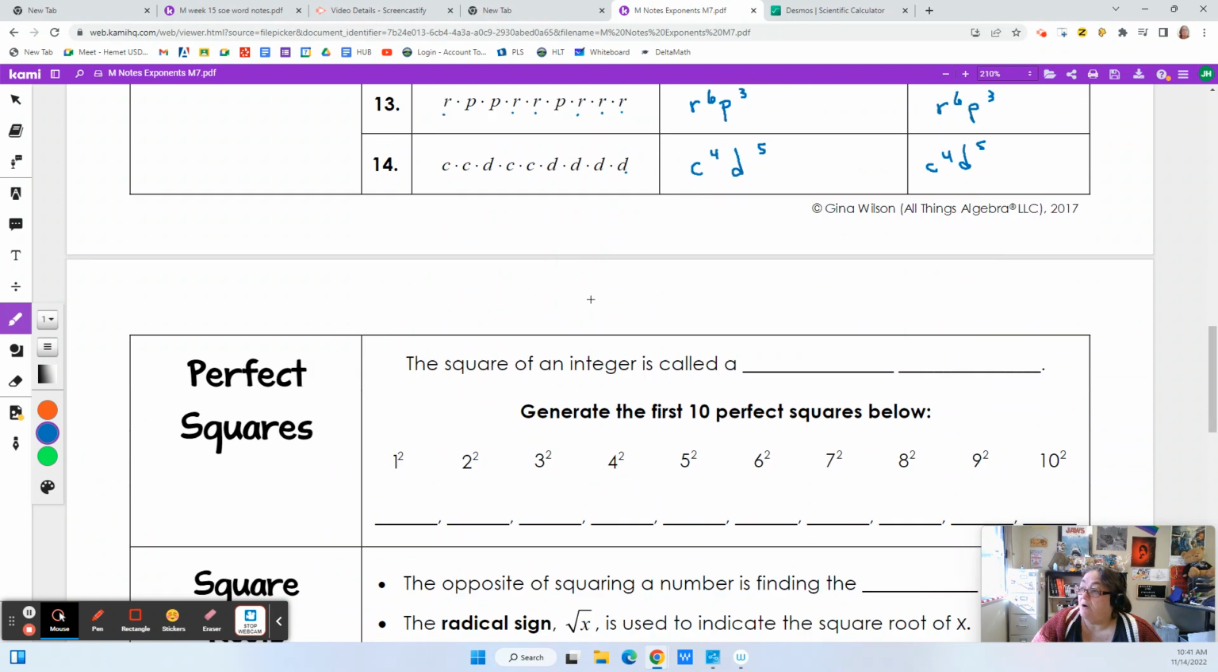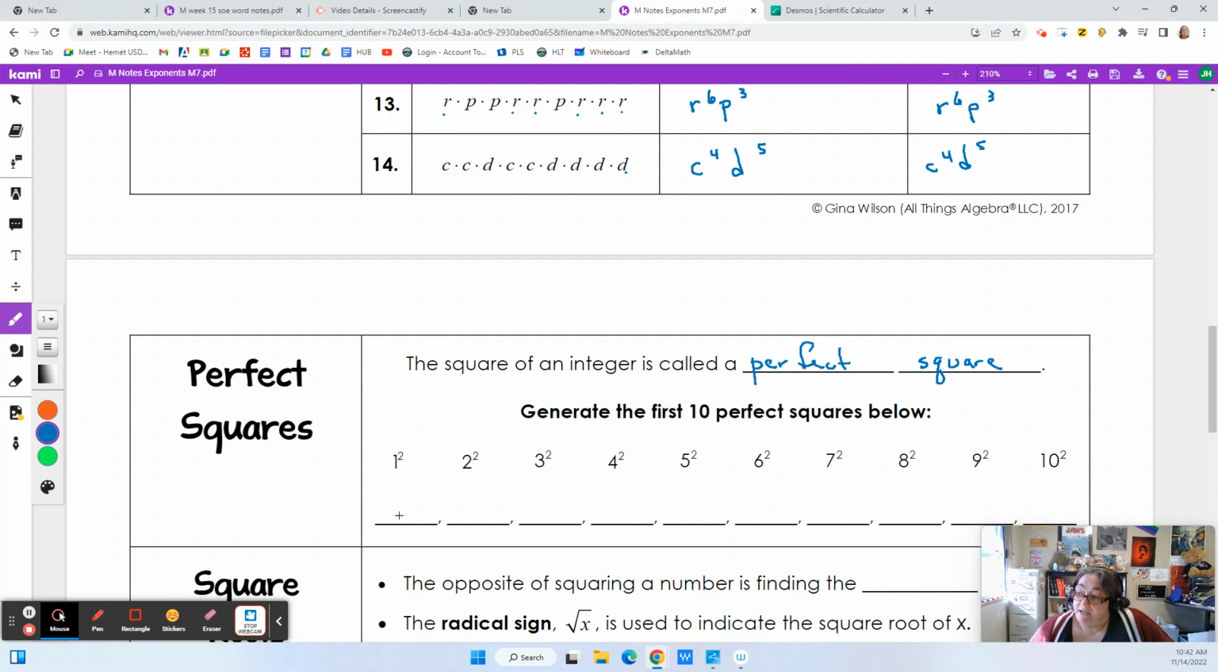So we're talking now about perfect squares. The square of an integer is called a perfect square, right? Perfect square, right? And that's when we're talking about, okay, if I have a bug that keeps flying in front of my face. I'm not being weird.